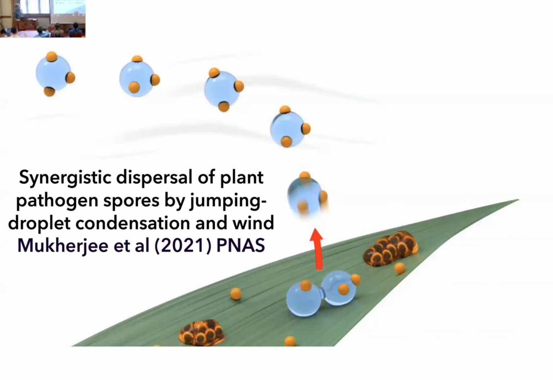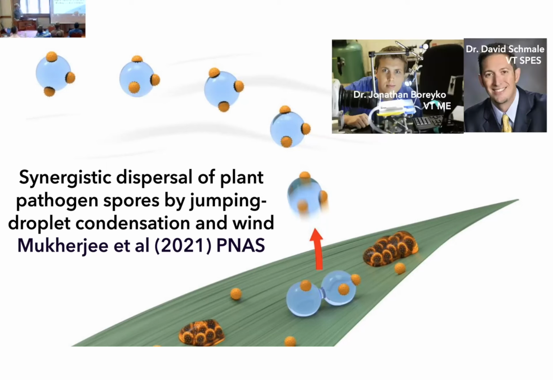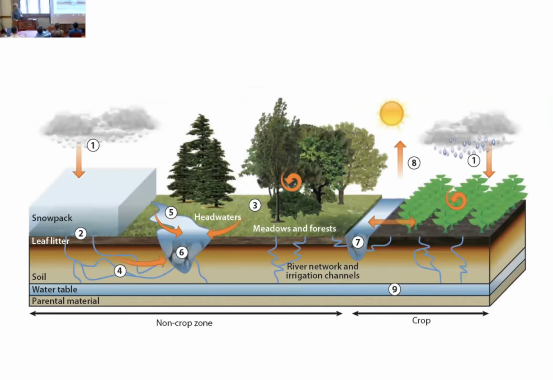There are other ways. This is sort of a unique way where droplets can coalesce and then get ejected. And this was some work by Dr. Jonathan Barreco, who's in ME, and David Schmale, who's in SPES, School of Plant and Environmental Sciences. So yes, droplets can spread plant diseases. Plant diseases are spread through either bacteria or fungal spores in a lot of different ways. Many of those mechanisms aren't quite known.